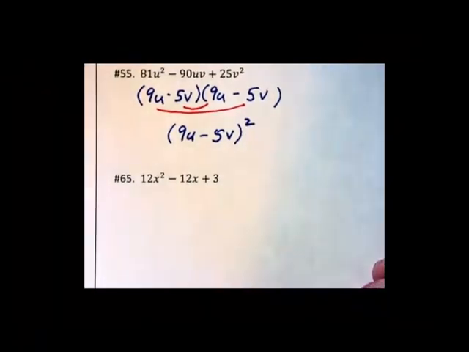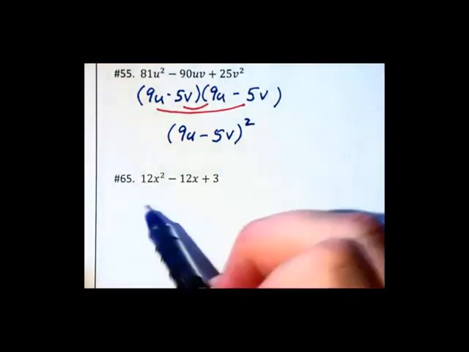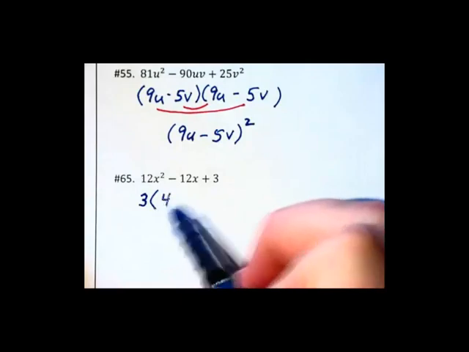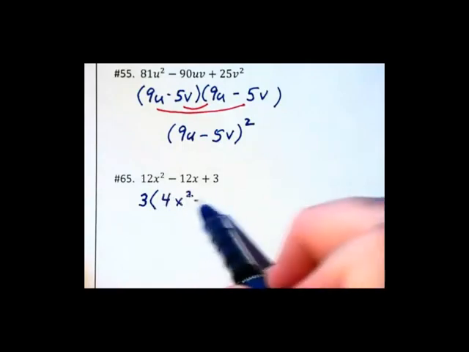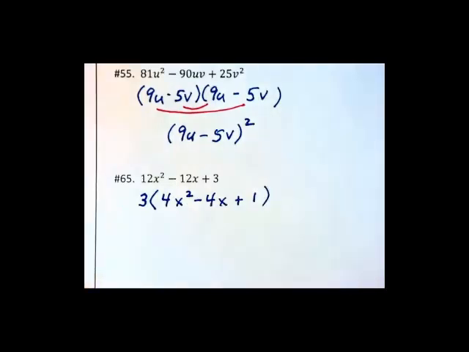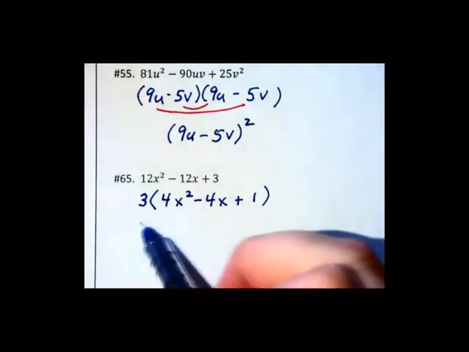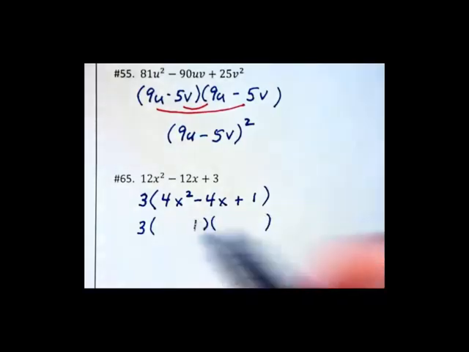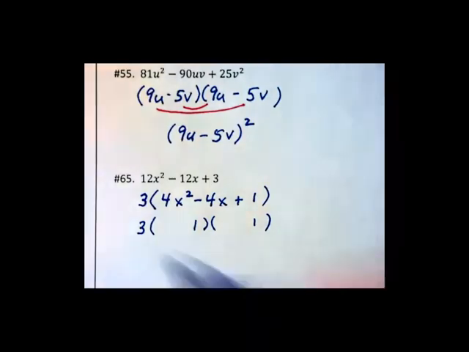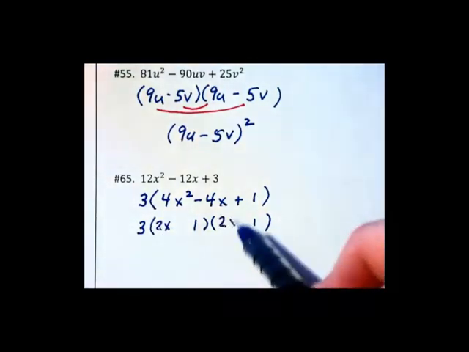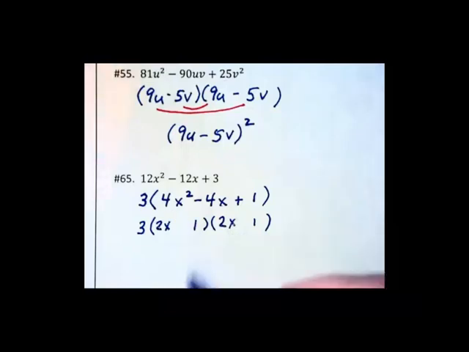Number 65. I'm going to factor out a greatest common factor of 3, leaving me with 4x squared minus 4x plus 1. I'm going to break it down further. I see a trinomial. It ends in a 1, so it has to be a 1 times 1 at the end of the parentheses. I'm thinking same thing in both parentheses, 2x and 2x. That makes the 4x squared.